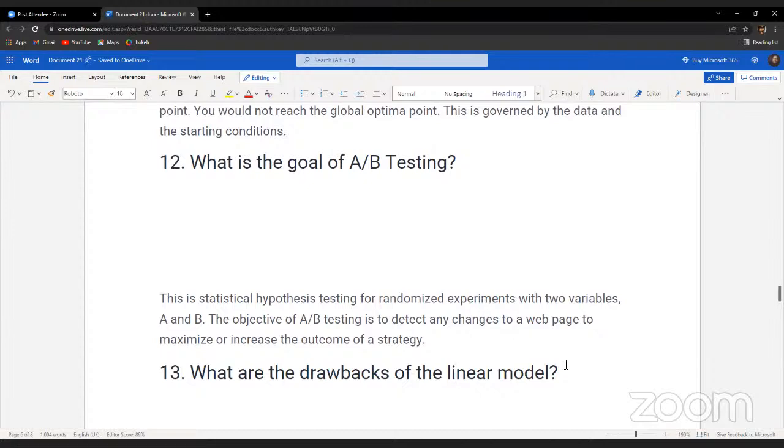So as we jump into the next question, what are the drawbacks of a linear model? If anyone knows the answer, ping me in the chat box and we'll discuss the answer within a minute.